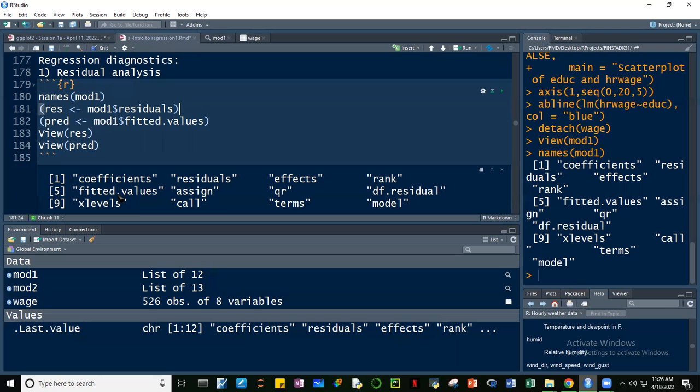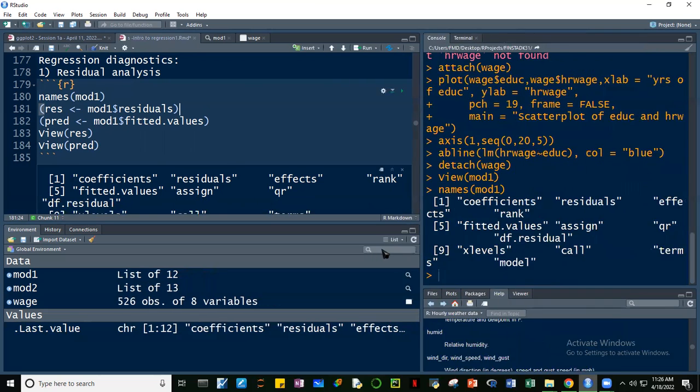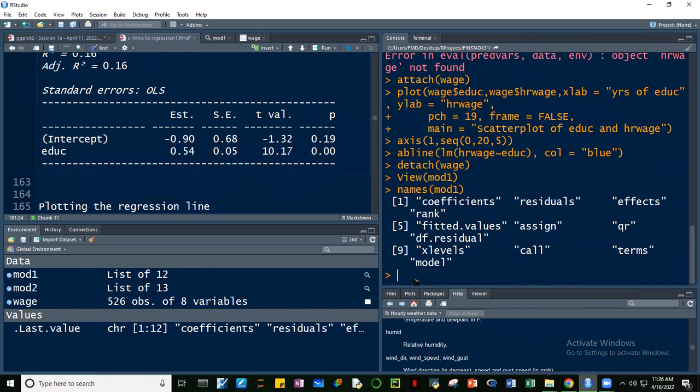Ano ba yung model natin? Quick review lang, guys, no? It pays to review. We're modeling hourly wage kasi, di ba? Hourly wage is equal to your intercept, plus your parameter, times your education.